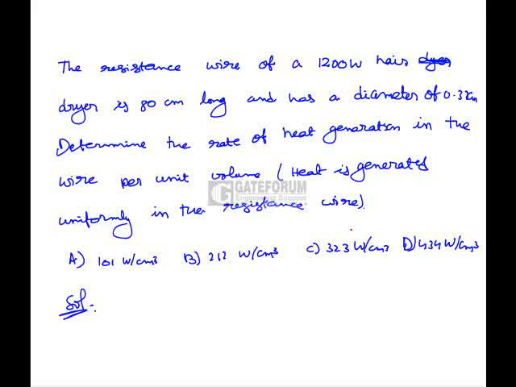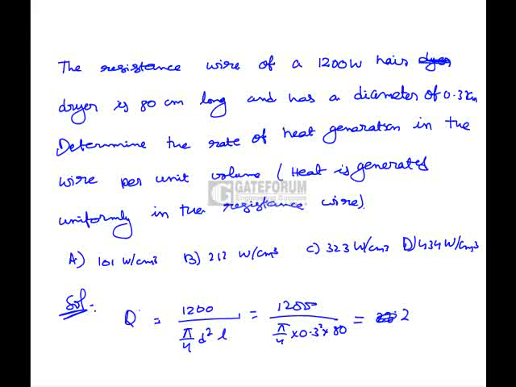Coming to the solution, here we will have to find out the rate of heat generation in the wire per unit volume. Here wire of capacity 1200 watts is nothing but the rate of heat generation, 1200 joule per second. So we will have to find out the rate of heat generation per unit volume, that is 1200 joule per second by volume of the wire. Here volume of the wire is pi by 4 d square L, which gives 1200 by pi by 4 into 0.3 square into L, where L is 80 centimeters, which gives a value of nearly 212 watt per centimeter cube. So in the options, the right option is B. B is the right answer.